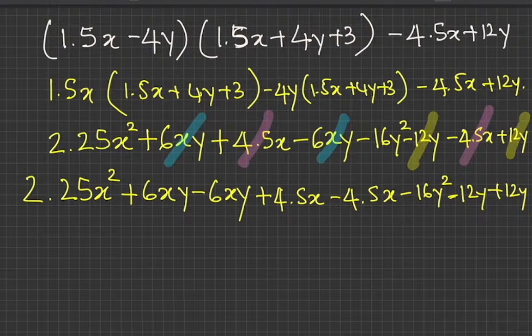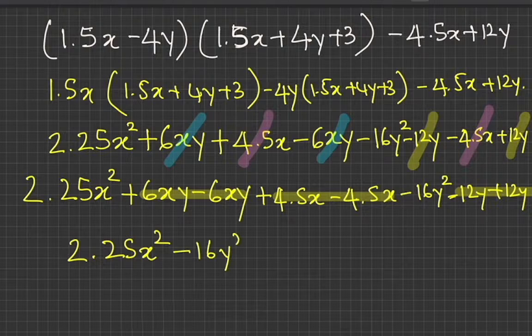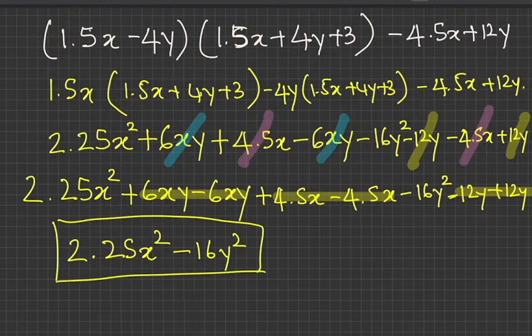So they all cancel out. They all cancel out, right? They all cancel out here. So what I'm left with is 2.25x squared minus 16y squared is my answer, right?